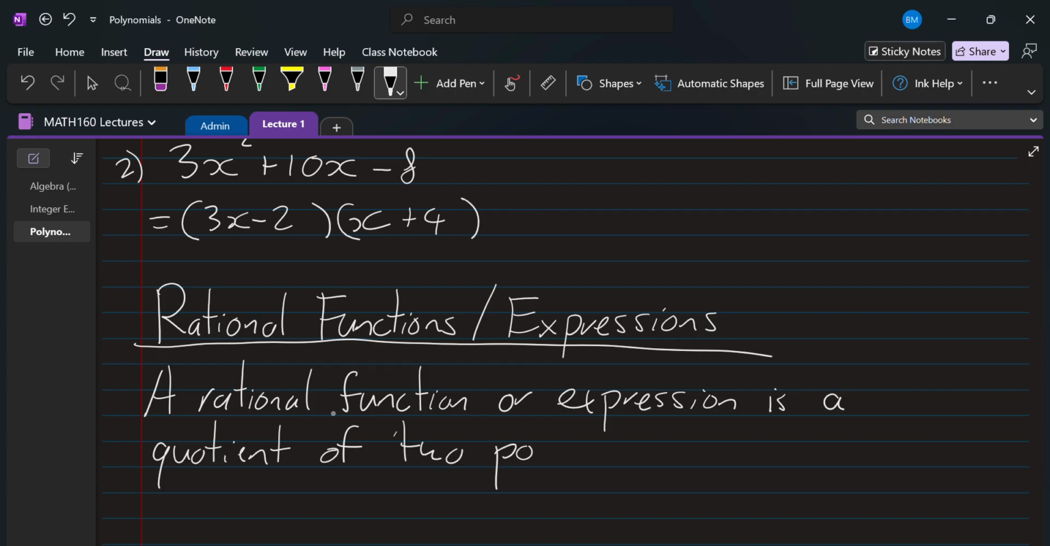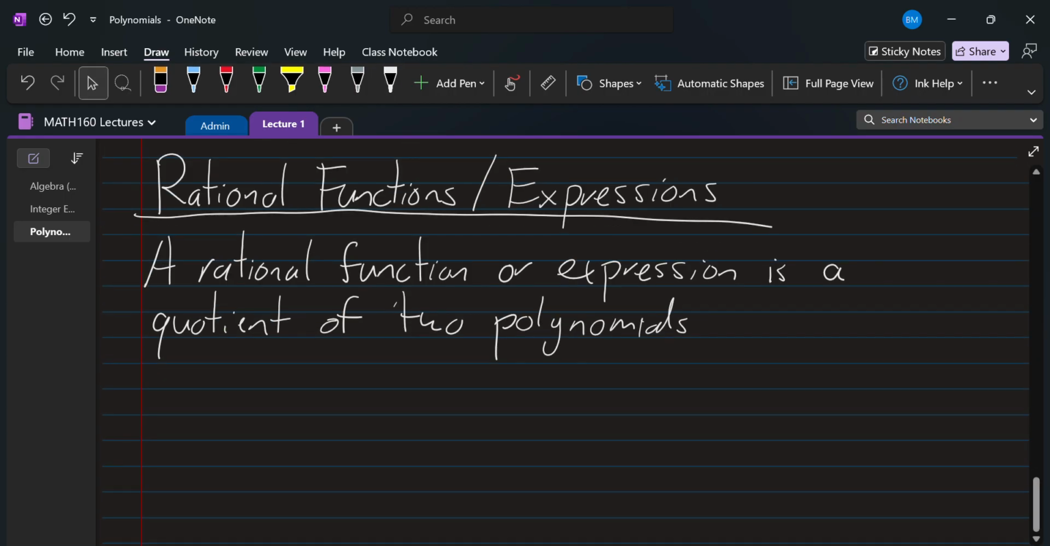Okay, next, rational functions or expressions. Okay, again, if you don't stop me, we move on. Okay, it's up to you. Okay, please do not be shy to stop me. Right, everyone's here to learn. If we go at a slower pace because someone needs the help, that's fine. Okay, we've got plenty of time.